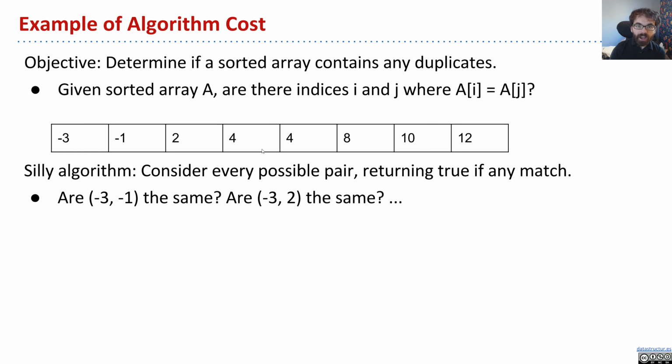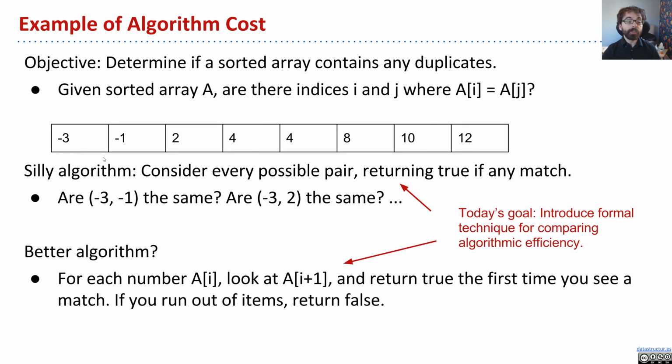And this approach is not as good as an approach which takes advantage of the sorted nature of the array. A better approach would be to say, okay, let's look at each number and only its neighbor, because if it's sorted, a duplicate has to be next to it. And so in that way, we just look at these two, then these two, then these two, now we're done, and so forth. So hopefully you can get an intuitive sense that this second algorithm is better.